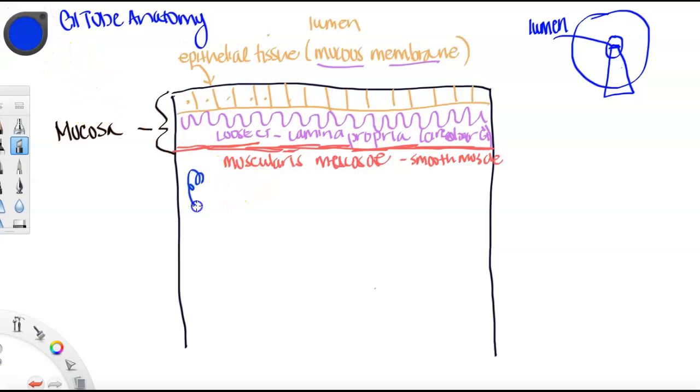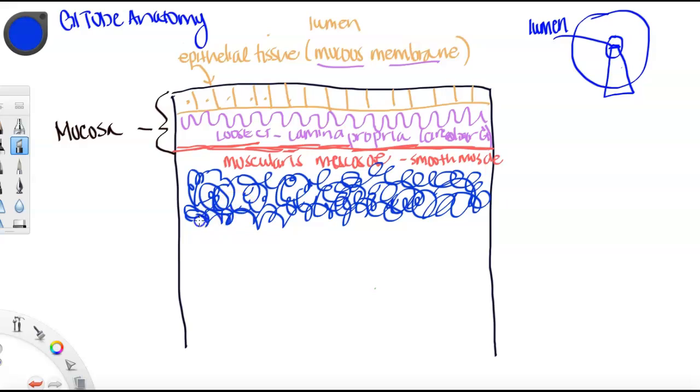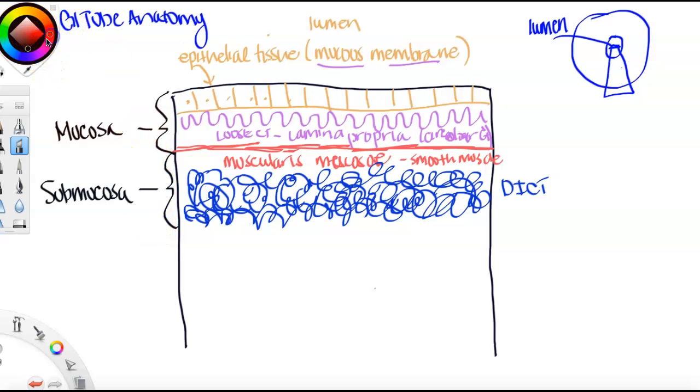is a layer basically of connective tissue, and this is dense, irregular connective tissue. And there can be other things in here. There can be like some glands and whatever in there, but they're all bound up with this dense, irregular connective tissue. And this dense connective tissue layer is called the submucosa. All right.